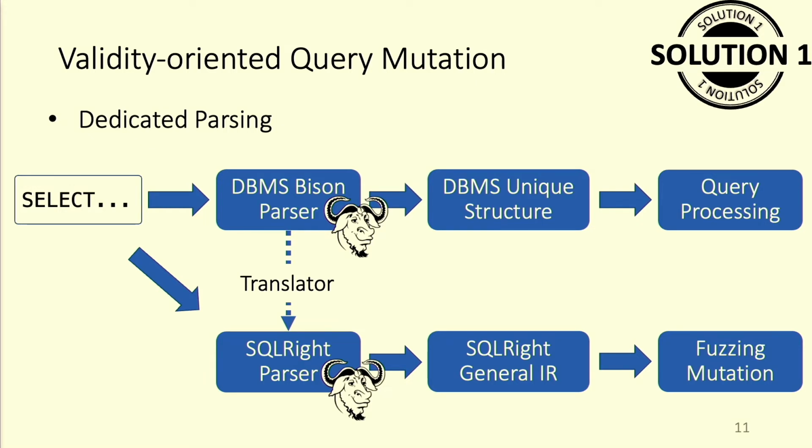SQLRight mutates on this general IR in order to get a diverse set of mutated queries. By using this internal parser, SQLRight can enforce the original grammar rules dedicated to each DBMS in its fuzzing mutation.